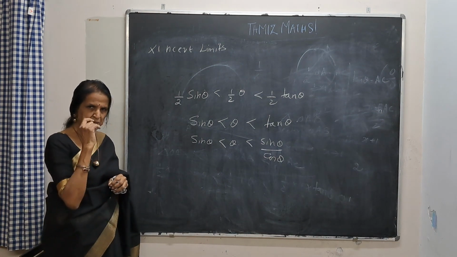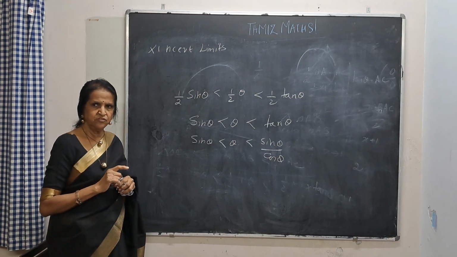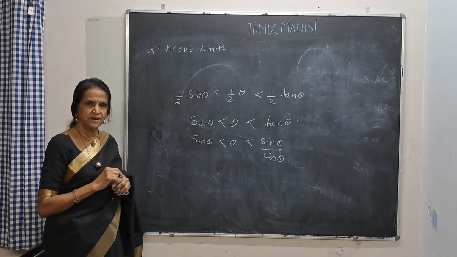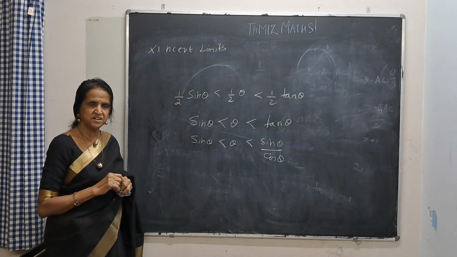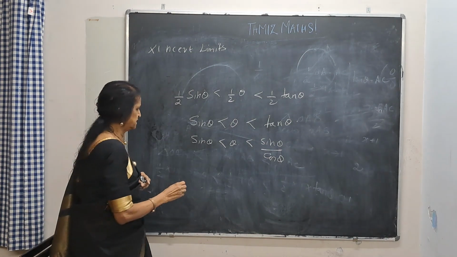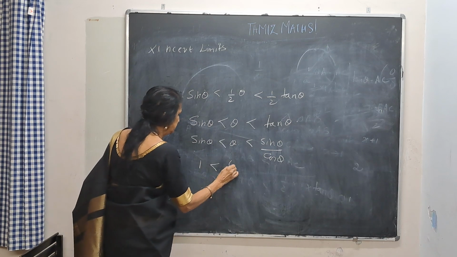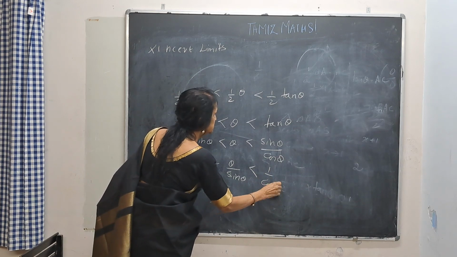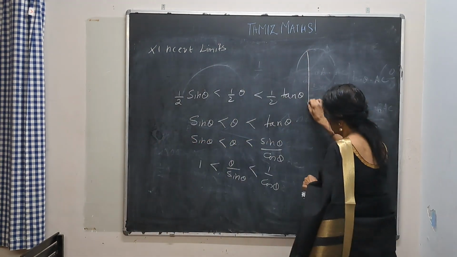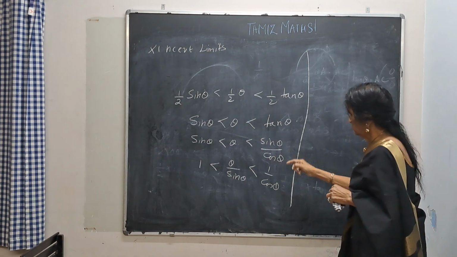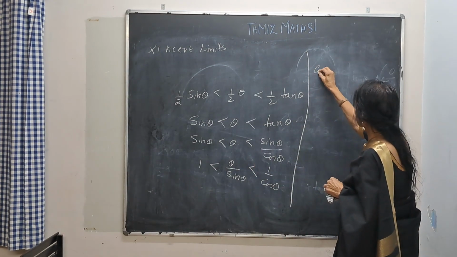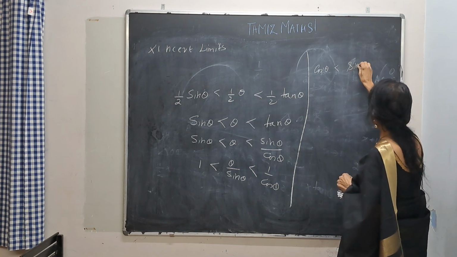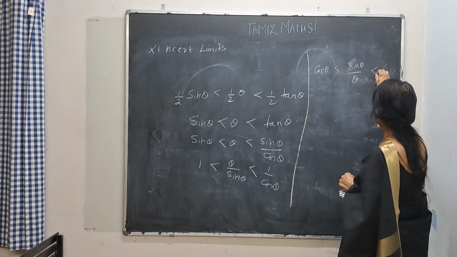Sector angle cannot be more than 180 degrees. Therefore, sine theta will be always positive. Theta will lie only from 0 to 180. First quadrant and second quadrant sine is positive. Divide by sine theta. Sine theta by sine theta is 1. Theta by sine theta less than 1 by cos theta. Okay? Put it upside down. So this will come there now. Cos theta less than sine theta by theta, and that is less than 1.